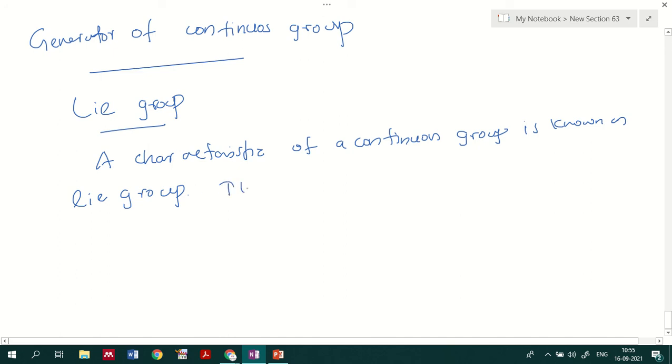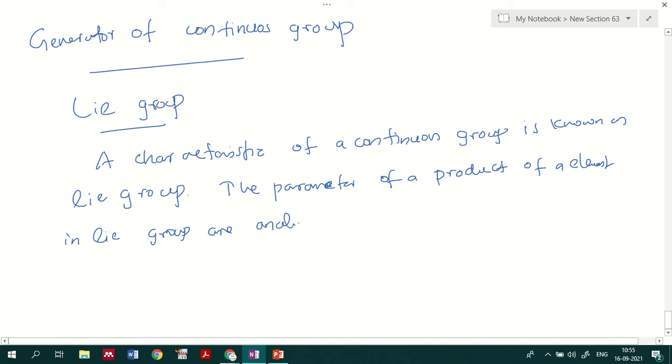So in this case, the parameters of a product of elements in the Lie group are analytic functions.